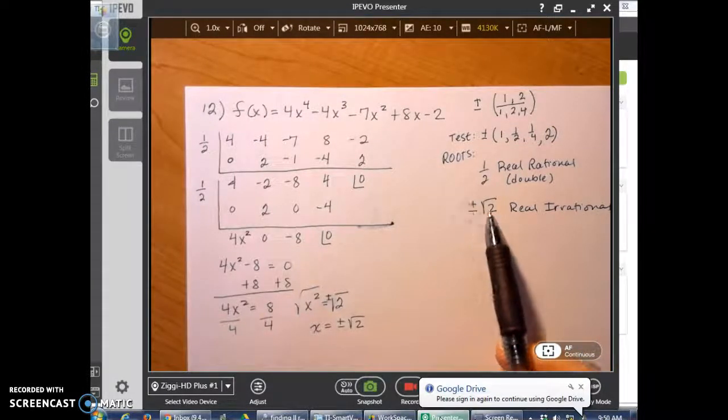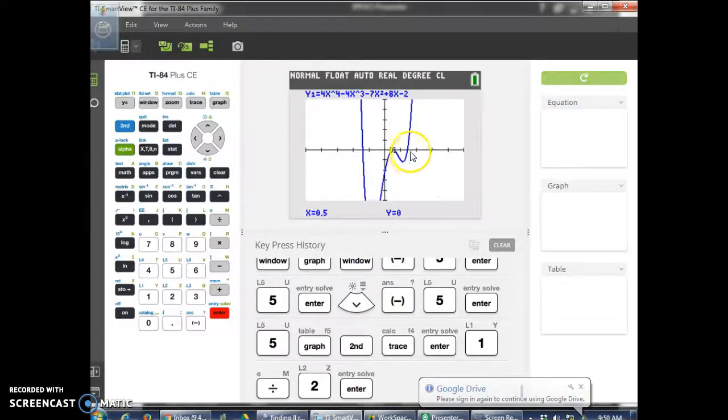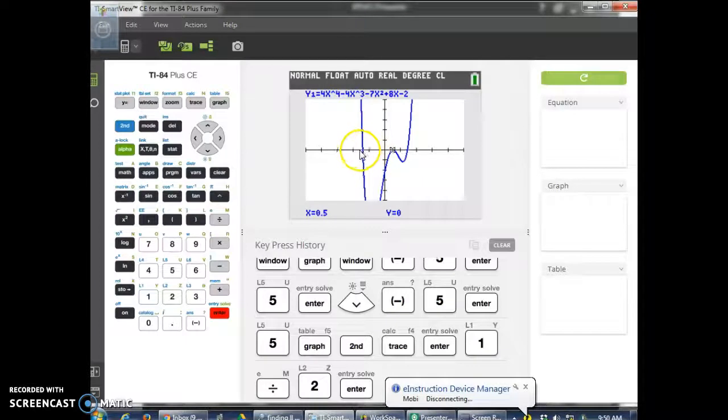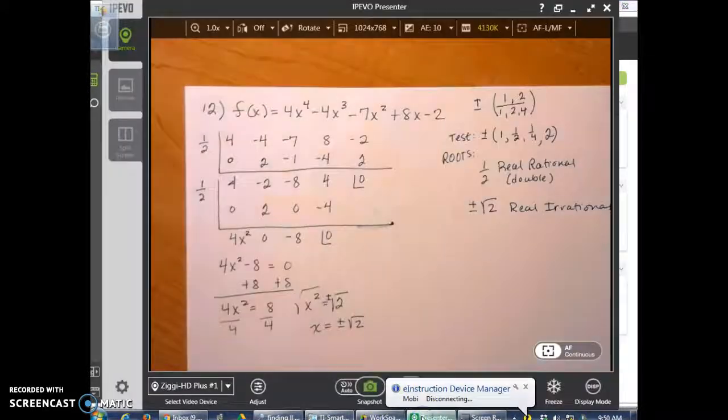So the positive square root of 2 was on the right side of the graph. I'll just show you real quick. So this would have been the positive square root of 2, okay? And this would be the negative square root of 2. So they kind of match. They're symmetrical. They're opposites.